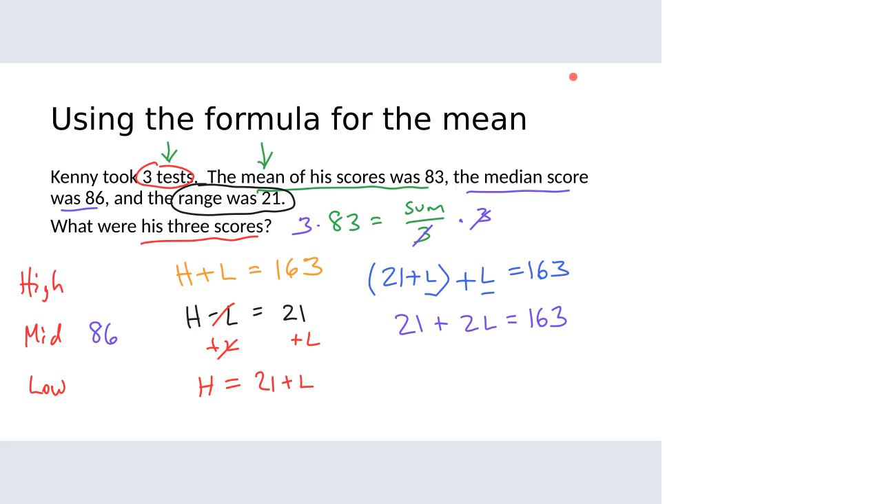Now we have to solve this equation. And I apologize if this is a review for you, but it may not be a review for everybody. So I think it's worth the effort. We're trying to get this L by itself. So we need to get the term that has L in it by itself. So as we look at this entire left side of the equation, we need to peel it from the outside in. We're going to get rid of that 21 first. How am I going to get rid of that 21? What am I going to do to both sides?